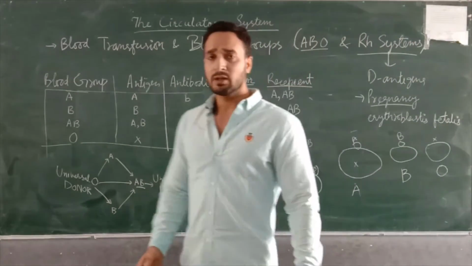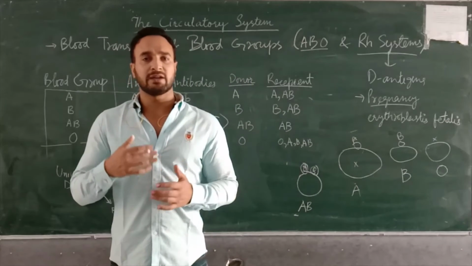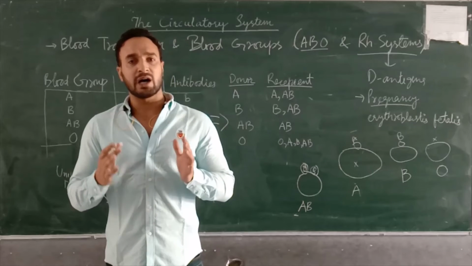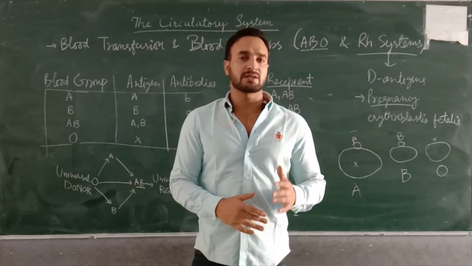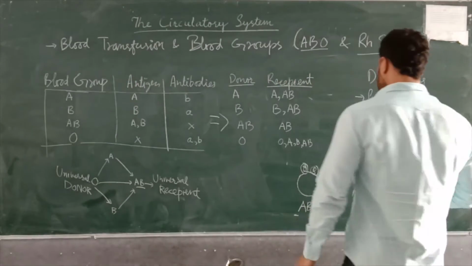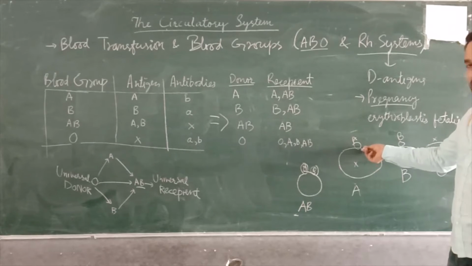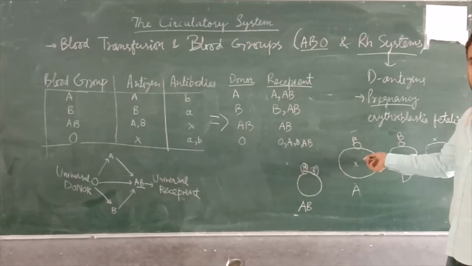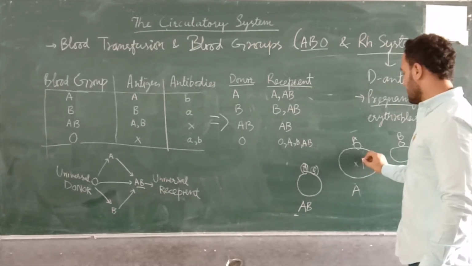antigens. Now there are antibodies floating in the blood plasma, and the antibodies are complementary to the antigens. Mark my words. Antibodies are complementary to the antigens, right? Which means that blood group A has antigen A, which means that the antibodies present in the person having A blood group are B antibodies.